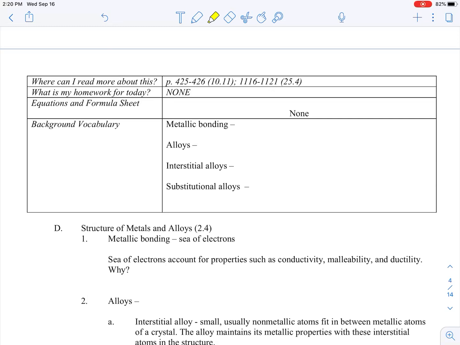All right, we're back with 2.4, structure of metals and alloys. This is also one we don't have homework over.